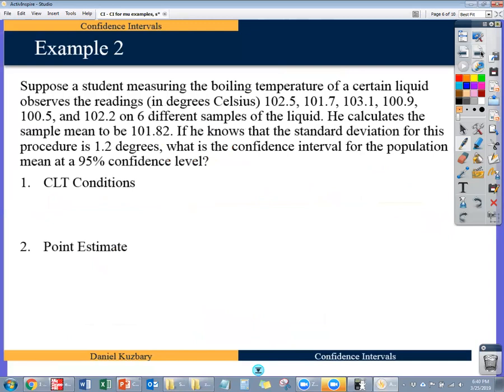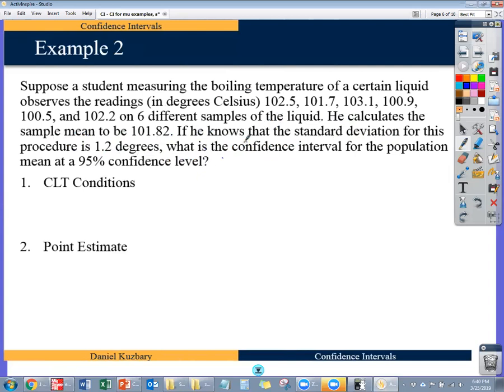All right, let's do another example. Let's suppose a student measuring the boiling temperature of a certain liquid observes the readings in degrees Celsius, and those are the 6 readings. There are 6 different samples in the liquid, and he calculates the sample mean to be 101.82. And if he knows the standard deviation for this procedure is 1.2 degrees, what's the confidence interval for the population mean at 95% confidence level?